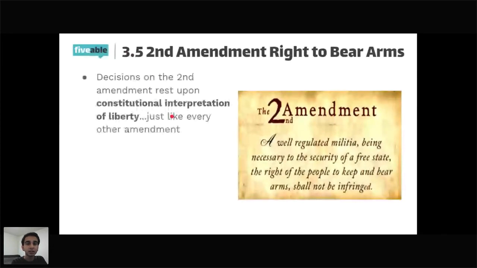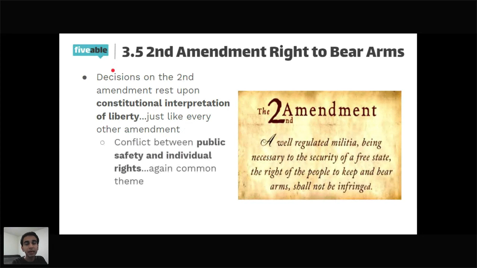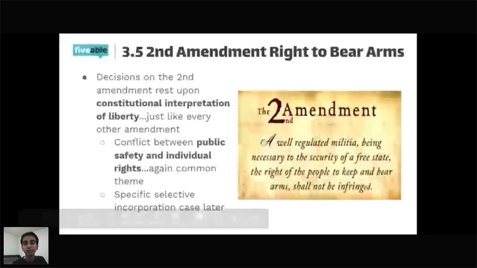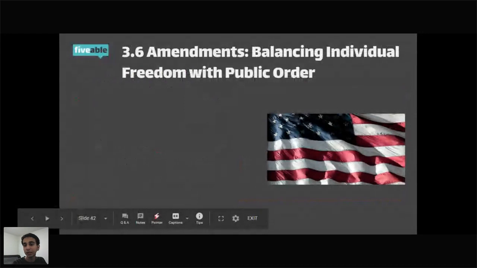Okay, so the decisions on the Second Amendment rest upon the constitutional interpretation of liberty. That's kind of the quote, the big words that College Board uses. What that's saying is really nothing special. It's just like every other amendment. There's a conflict between public safety, what's good for the public, and individual rights, which is again a common theme, right? So depending on how every Supreme Court justice rules, that constitutional interpretation of liberty and that right to bear arms is going to differ, as is the conflict between safety and individual rights. We'll talk about some specific selective incorporation cases that deal with Amendment 2 later. But this is, again, all that College Board asks you to know with that standard. So does anyone have any questions about the Second Amendment?